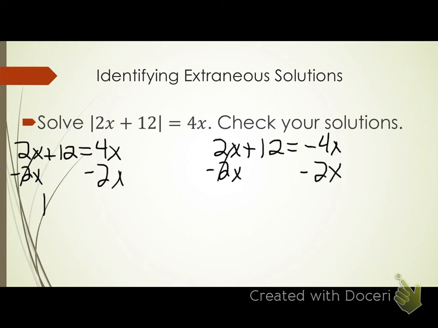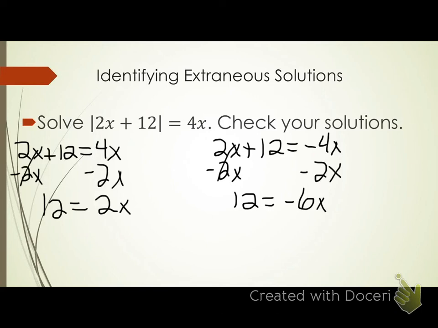So left equation, I get 12 equals, what's 4x minus 2x? 2x. Right equation, I get 12 equals, what's negative 4x minus 2x? Negative 6x. Am I moving too fast for anybody? I can slow down if I need to.